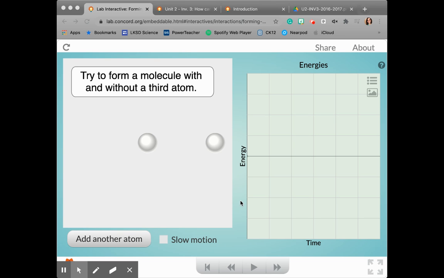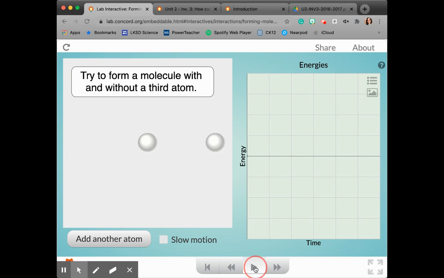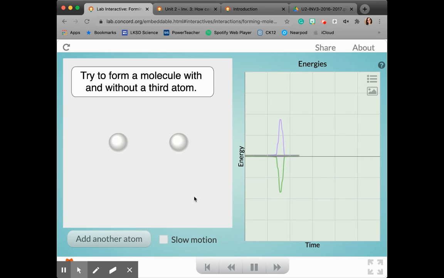In this simulation, we want to figure out if we can form a bond between these two atoms. So I'm going to hit play, and we're going to observe the behavior of the atoms here on the left side, and we're also going to take a look at the energies on the graph on the right side. So I'm going to press play. First, let's look at what happens to the atom on the left side.